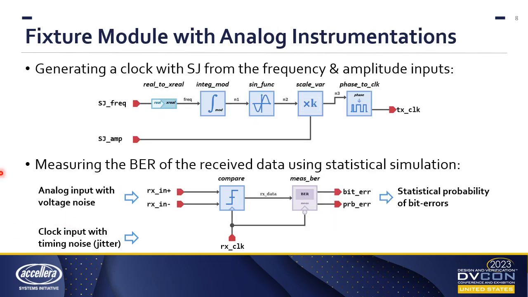The fixture module also needs to include analog instrumentations that can generate stimuli and measure responses. For our case, we need a way to generate a clock with the prescribed SJ frequency and magnitude, and also need a way to measure the BER of the received data. Again, we can do these using the XModel primitives. Particularly, XModel is capable of performing efficient statistical simulation, which can estimate the BER as low as 10 to the minus 12 with only 30,000 bit samples.